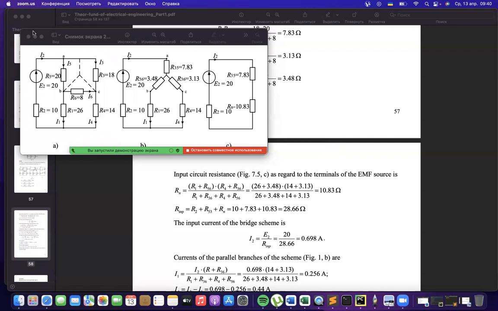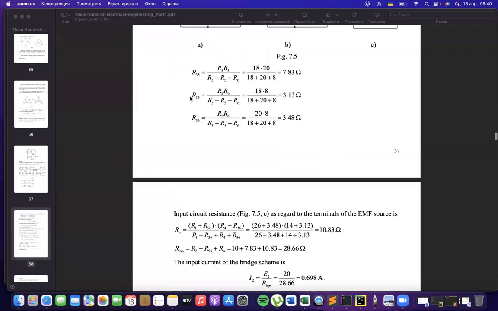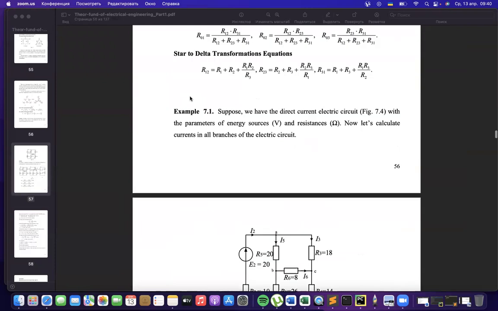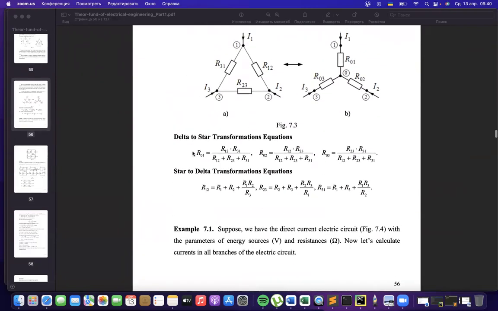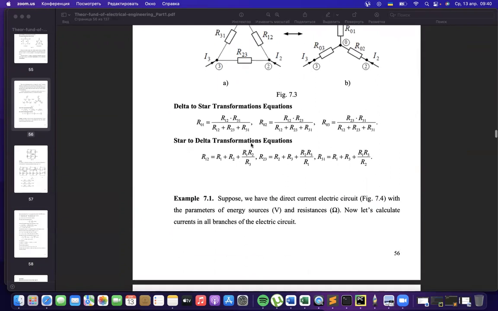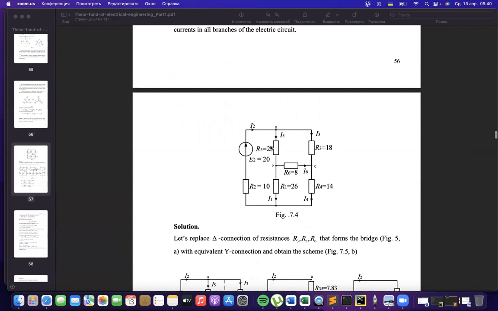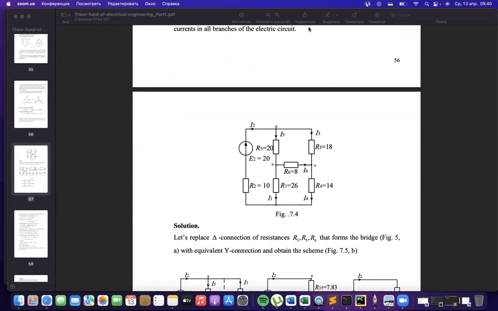Okay, perfect. Then it was the example of the first type, delta to star transformation. We could also check the second type, star to delta. Find any star in this case. For example, let's use this star and let's transform it to delta.